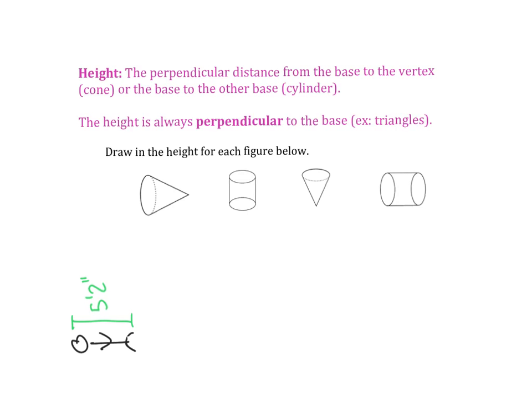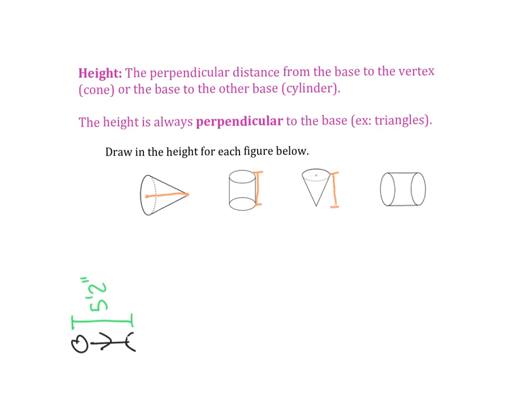So in terms of our shapes here, the height is the perpendicular distance from the base to the vertex on a cone, or the base to the other base on a cylinder. And we don't see a height when we're talking about a sphere. So if we were to label each of these heights, our height would be going from the base to the vertex on this cone. It would be going from the base to the base on this cylinder. It would be going from the base to the vertex on this cone.